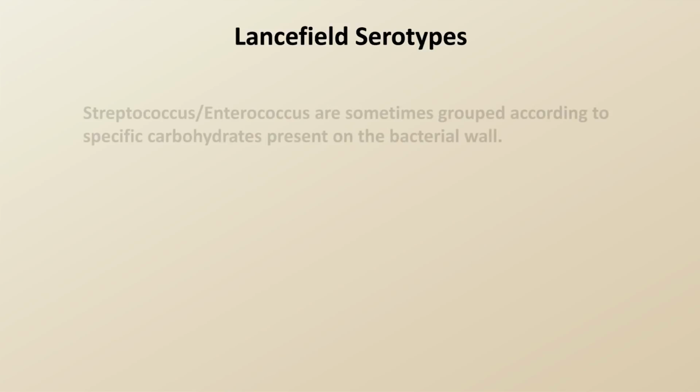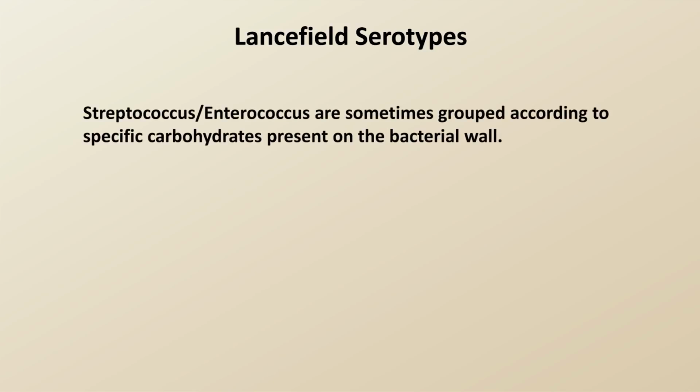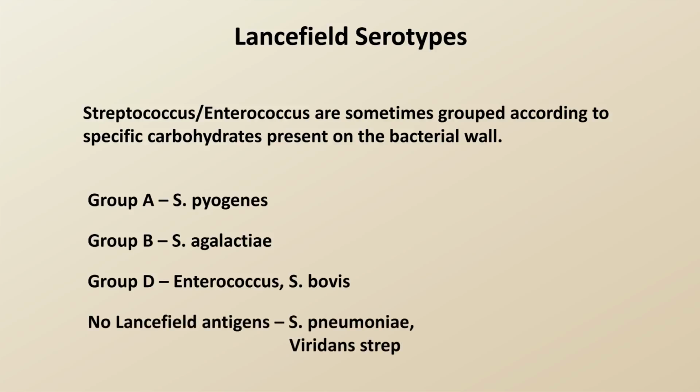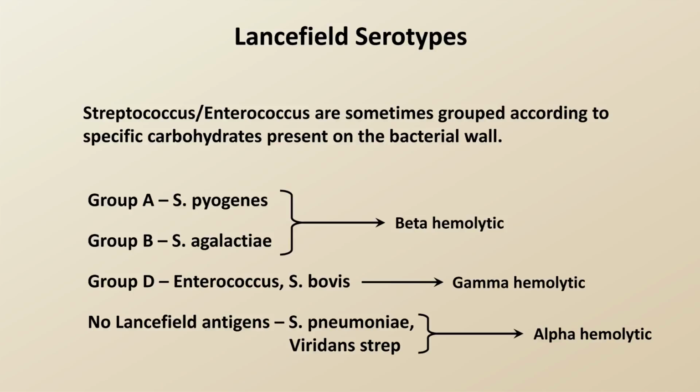Lancefield serotypes are also sometimes used to distinguish species of Streptococcus and Enterococcus from one another. These serotypes are based on specific carbohydrates present on the bacterial wall. Group A serotype includes Strep pyogenes. Group B serotype includes Strep agalactae. Group D includes Enterococcus and Strep bovis. And Strep pneumoniae and viridans have no Lancefield antigens to categorize. Here are the relationships between Lancefield serotypes and the hemolysis test.